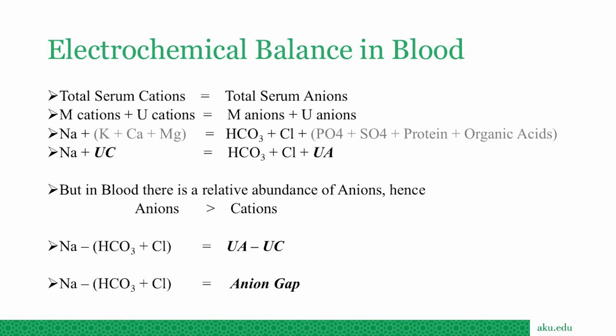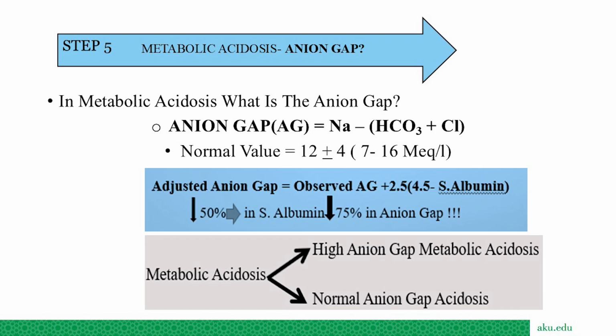an anionic gap exists. When calculating the anionic gap, we use the mentioned formula in which we take sodium and subtract from it the sum of chloride and bicarb. This is how we get an anionic gap. The normal anionic gap is approximately 12 plus or minus 4.